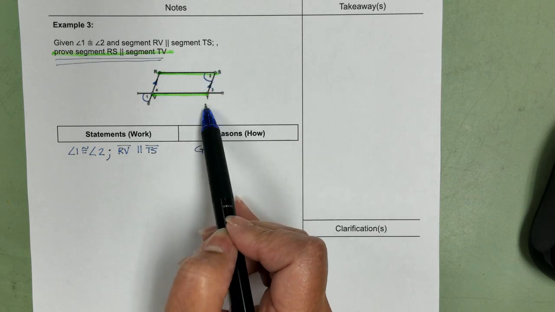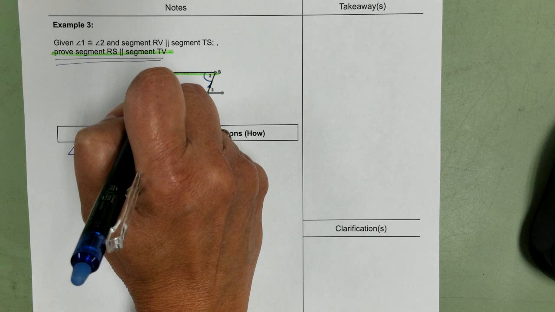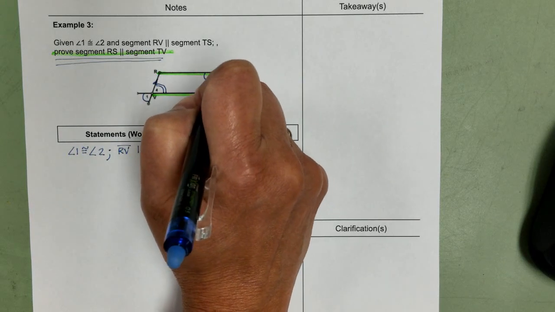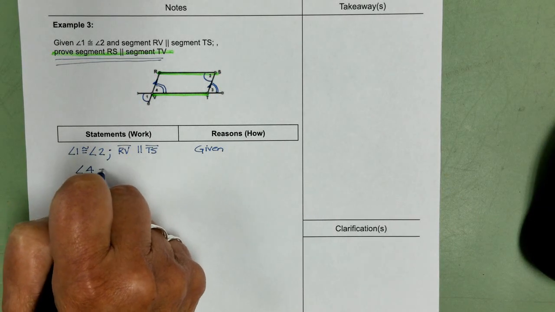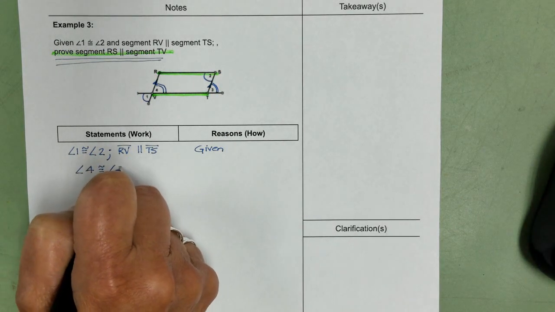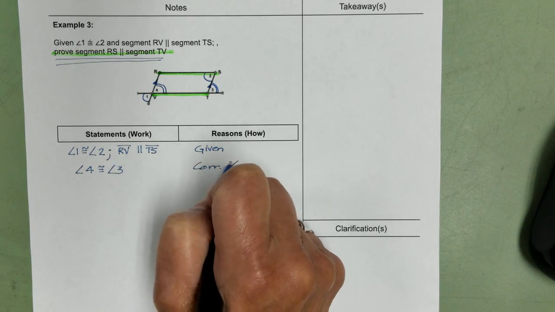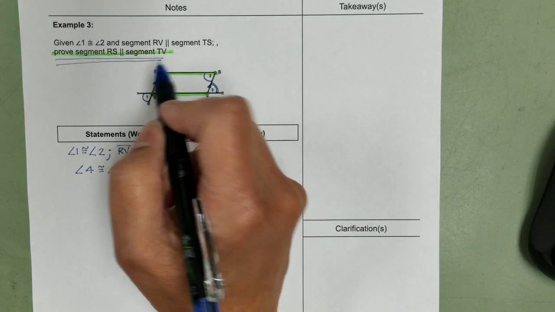Okay? So let's start with what we can get off of this diagram. RV is parallel to ST. So that means angle 4 is congruent to angle 3. Why? Because they're corresponding angles. So angle 4 is congruent to angle 3. Corresponding angles.